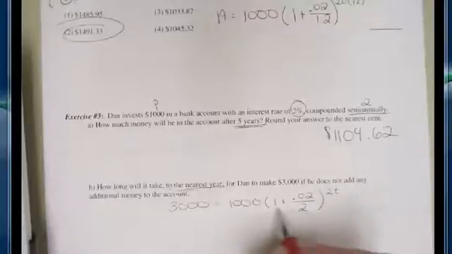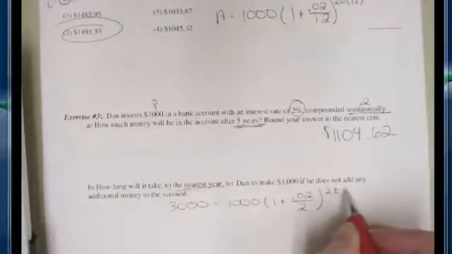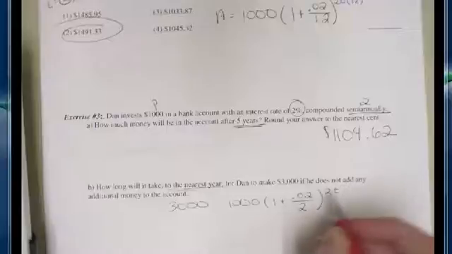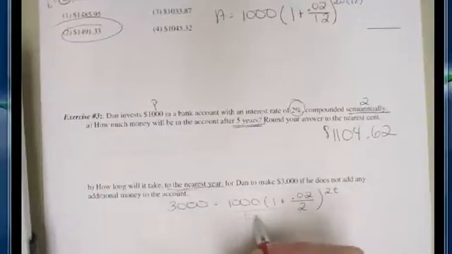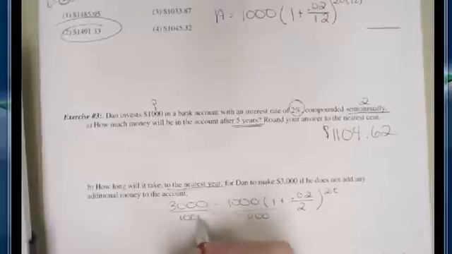So to solve this, here is the variable. It's up in the exponent. I'm going to have to use logs, but I have things in the way. So first, divide by 1,000. I'll get 3.